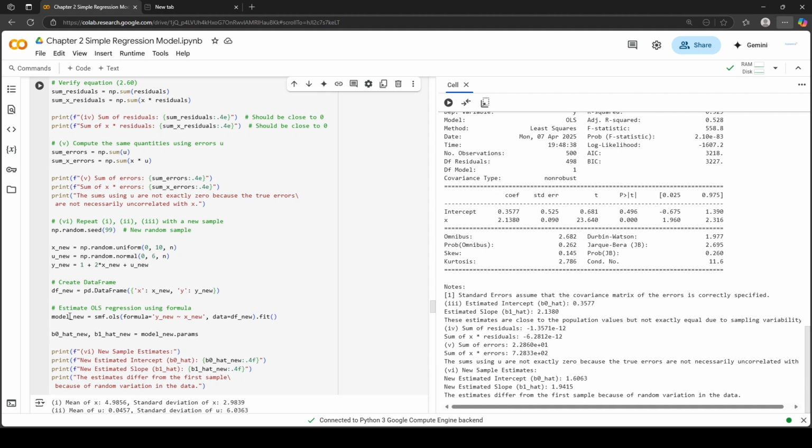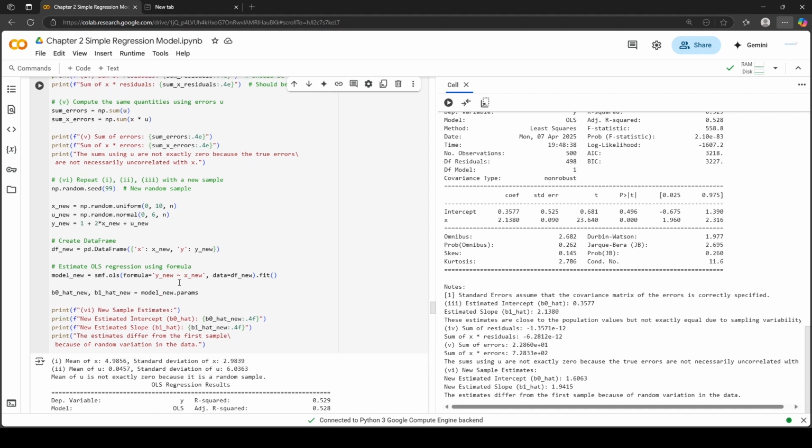Estimate the new model: model_new equals smf.ols, and in the formula, y_new tilde x_new, with the data set df_new, and then .fit. Extract the estimates beta0_hat_new, beta1_hat_new equals model_new.params. The new estimated intercept is 1.60 and the new estimated slope is 1.94. These estimates differ from the first sample because of random variation in the data, and again, they are very close to the population values.